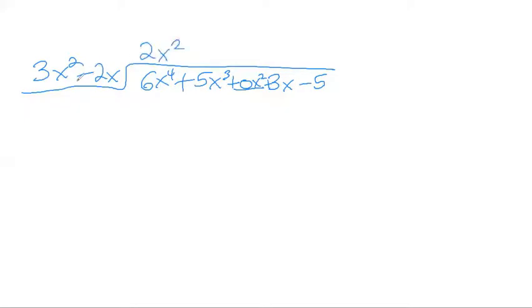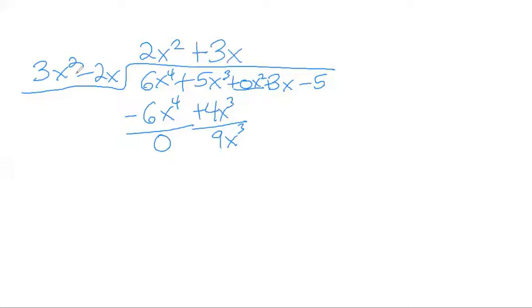So now I have to look at how many times 3x squared goes into 6x to the fourth. Well, it's going to be 2x squared. Multiply 3x squared with 2x squared is 6x to the fourth, and take the opposite of it. That makes it 0. Then I'm going to multiply negative 2x with 2x squared. It's going to be negative 4x to the third. Take the opposite, positive. 5x to the third plus 4x to the third is 9x to the third.